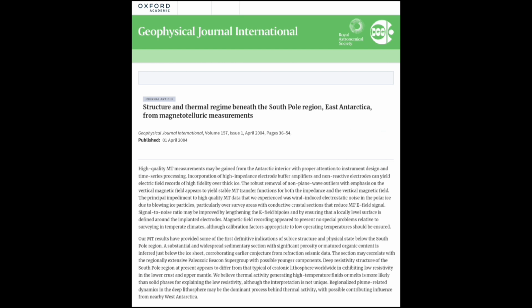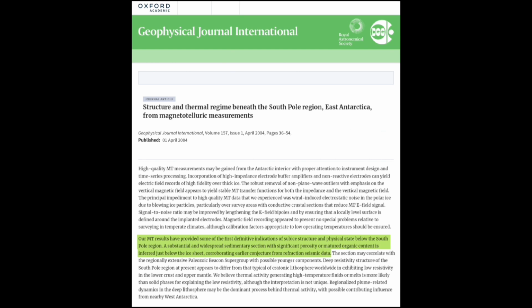And when they released these results is when it got interesting, because you can see here what they ended up saying was: "Our magnetotelluric results have provided some of the first definitive indications of sub-ice structure and physical state below the South Pole region. A substantial and widespread sedimentary section with significant porosity or matured organic content is inferred just below the ice sheet, corroborating earlier conjecture from refraction seismic data." So they're saying that there's a definitive indication of a substantial and widespread sedimentary section below the South Pole region with significant porosity.